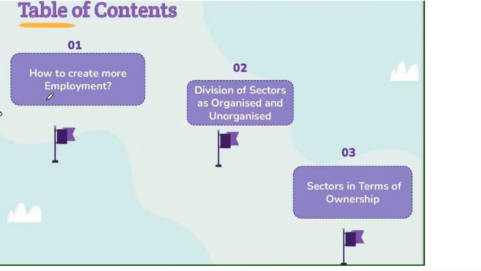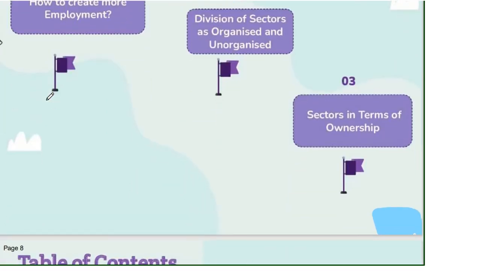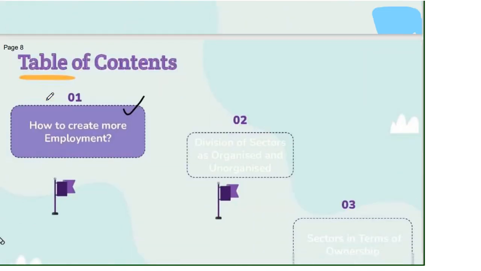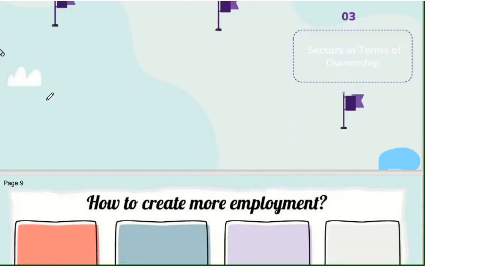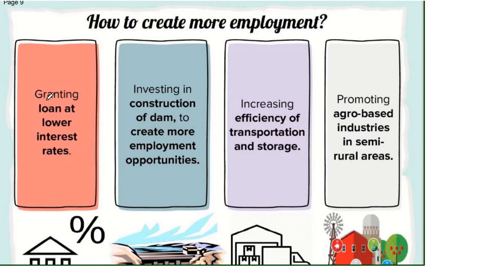Okay. Now the table of contents: how to create more employment, division of sectors as organized and unorganized, and sectors in terms of ownership. The first one, how to create more employment.